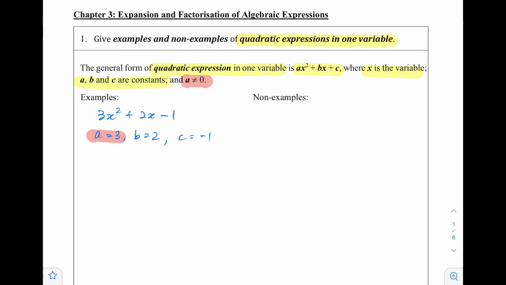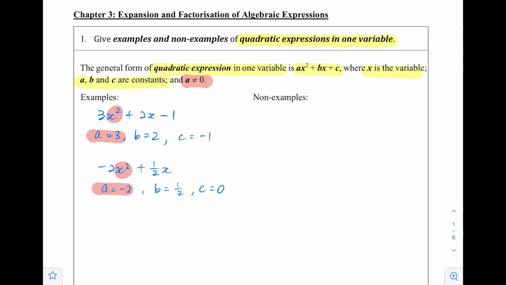Another example can be negative 2x squared plus half x. In this case, my a is negative 2, my b is half, and my c is 0. Notice that a is equal to negative 2, so it is not equal to 0. It doesn't matter that c equals 0 as long as a is not equal to 0. As long as there is an x squared term in my expression, then I have a quadratic expression.